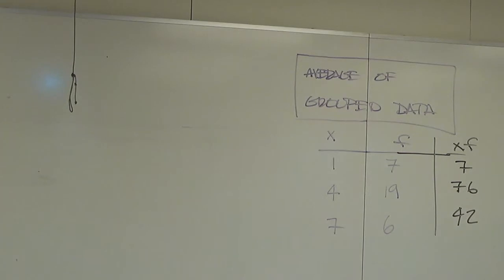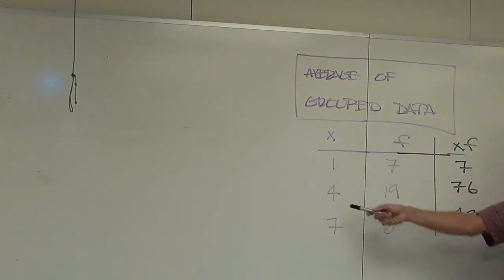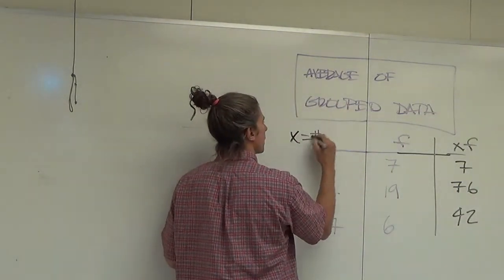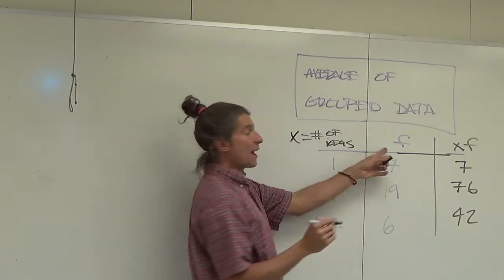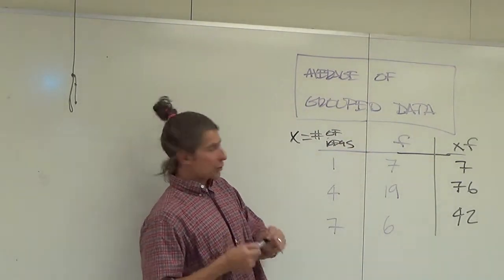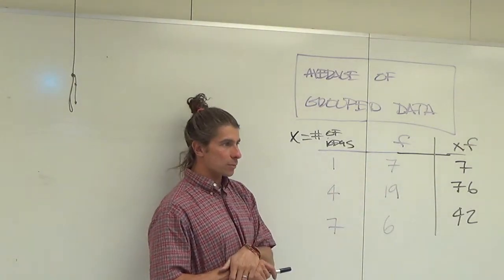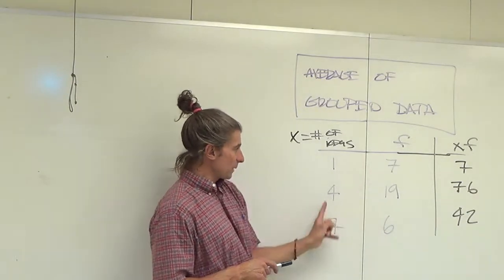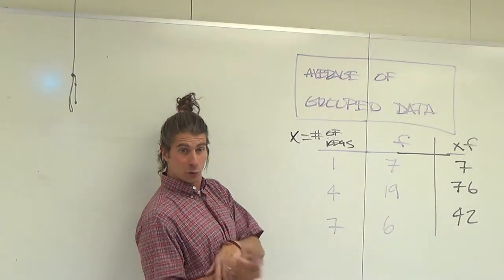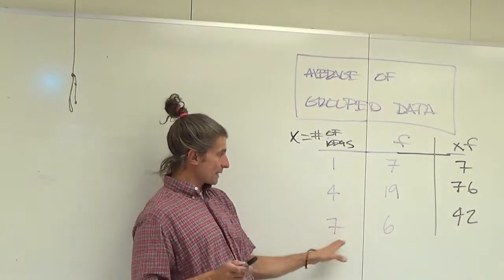All right. So, let me ask you a question before we go any further. What are these? They're numbers. What's the unit on those numbers? Like 7 what? 76 what? 42 what? Keys. Joe, thank you. They're keys. X is number of keys. F is how many people had that many keys. So if 7 people had 1 key each, that's 7 keys for those 7 people. If 19 people had 4 keys each, that's 76 total keys for those 19 people. And if 6 people had 7 keys each, that's 42 total keys.